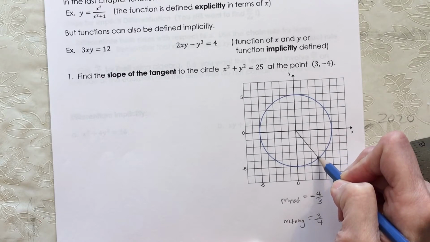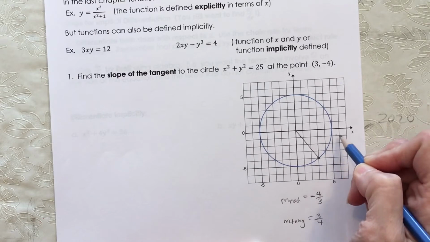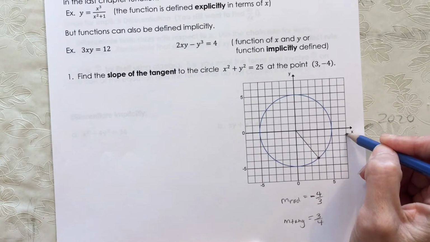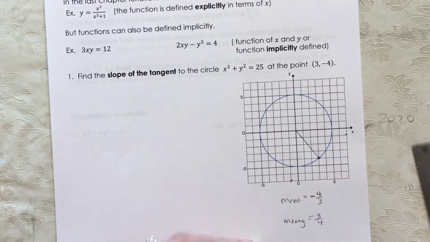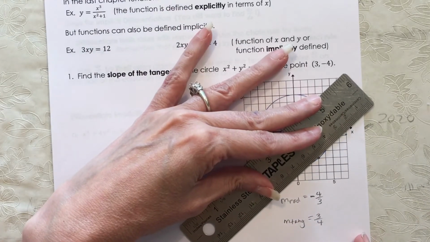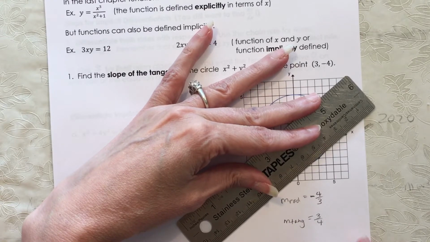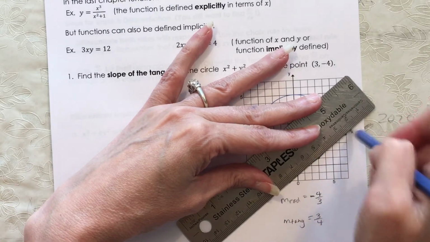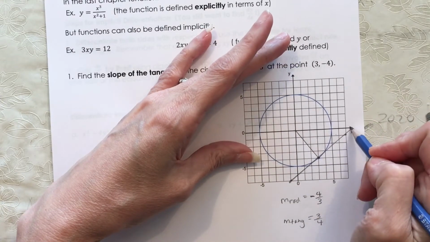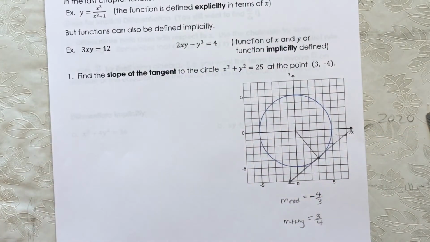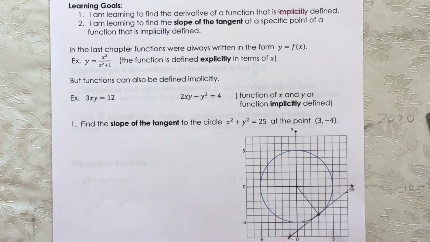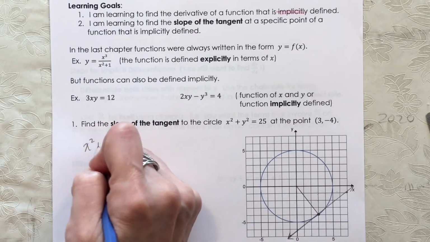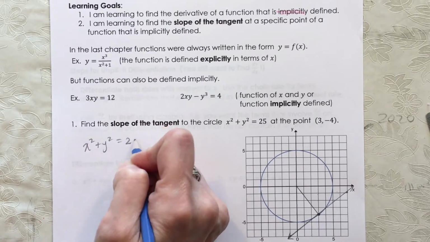So from here we would go up 1, 2, 3 over 1, 2, 3, 4, down 1, 2, 3, 1, 2, 3, 4, and this should be our tangent drawn in here. And again, we're just using geometric properties to do that rather than calculus, but we want to be able to use calculus, and this time implicitly instead of explicitly. So we've got x squared plus y squared equals 25.